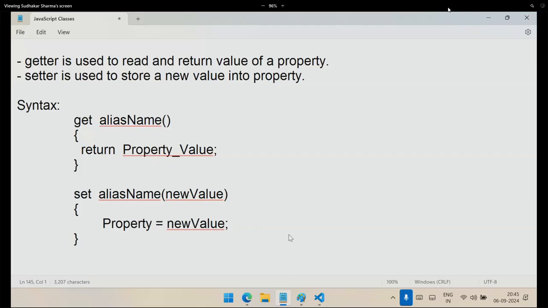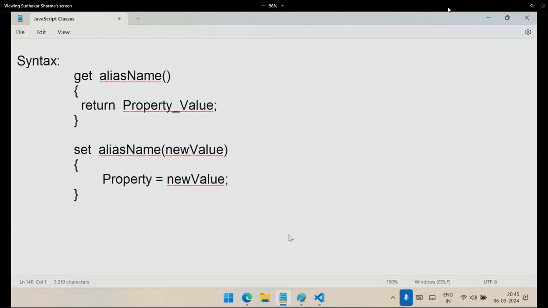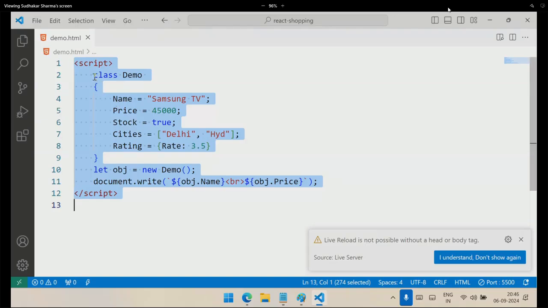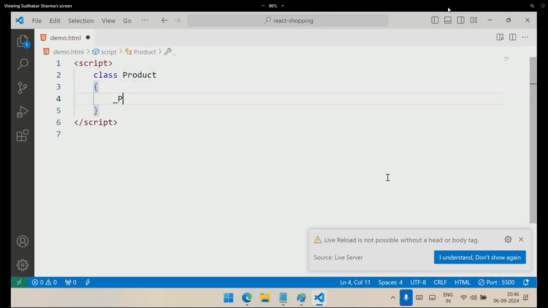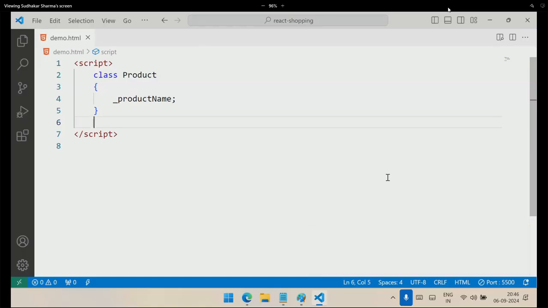So now let's see how this works, how it is going to handle this. Just one point we'll see now. Suppose we have a class called product. It has a product name property, and I have given an underscore. Underscore is just a tradition to show that it requires further implementation. It is not final and we don't use it directly. To represent that, we use an underscore as prefix.